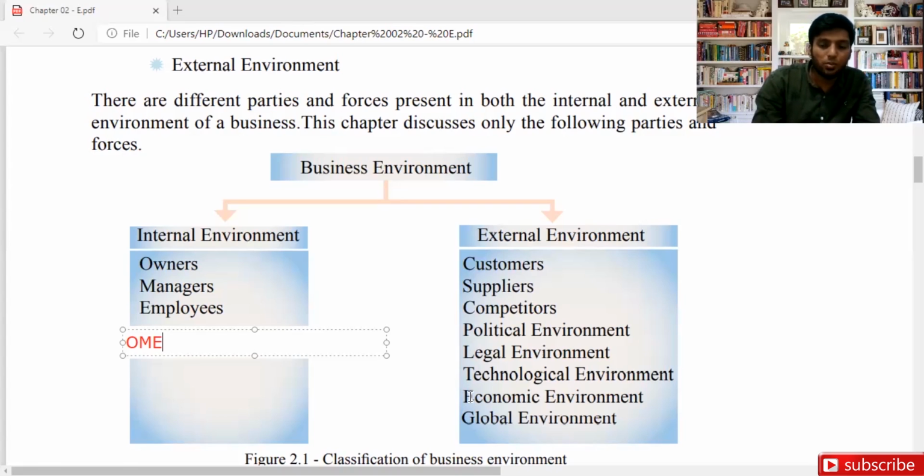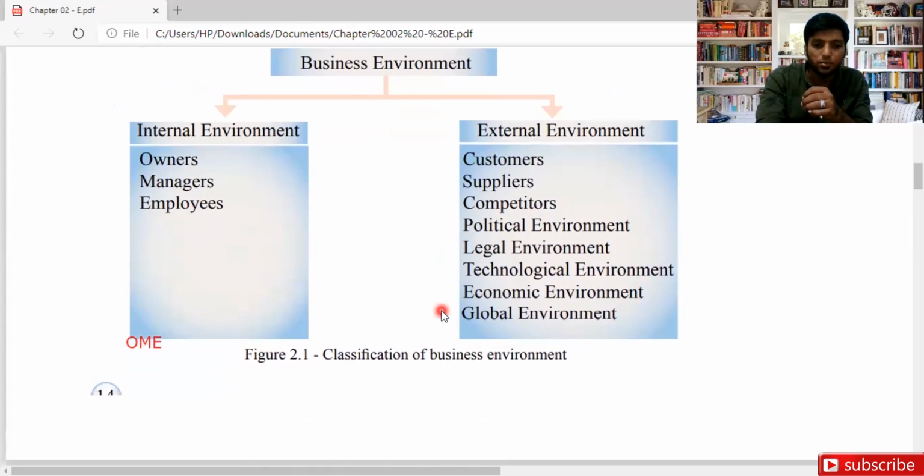So when it comes to business environment classification, there are two terms: internal environment, external environment. Internal environment has owners, managers, employees. External environment has customers, suppliers, competitors, political environment, legal environment, technological environment, economic environment, and global environment. Let's look into these one by one now.